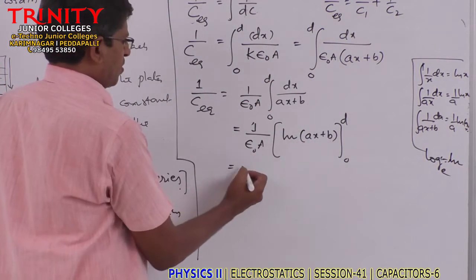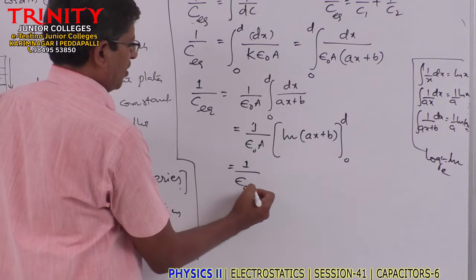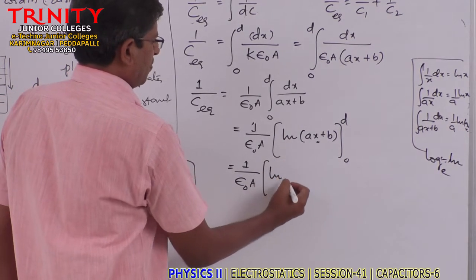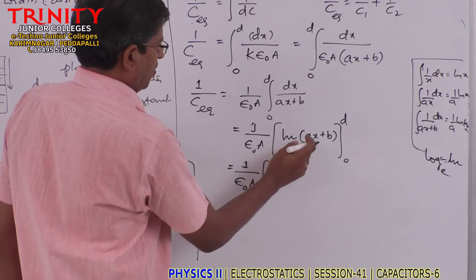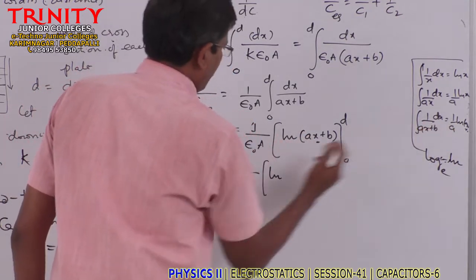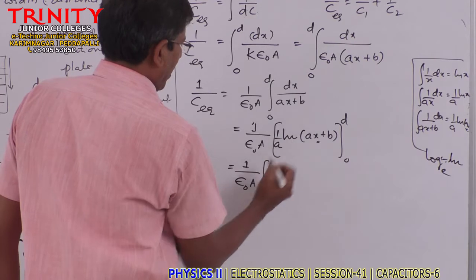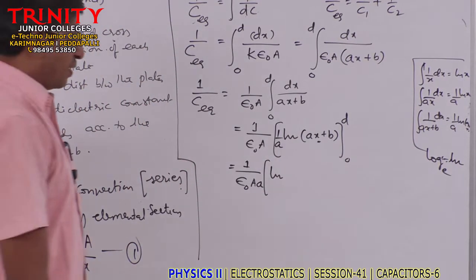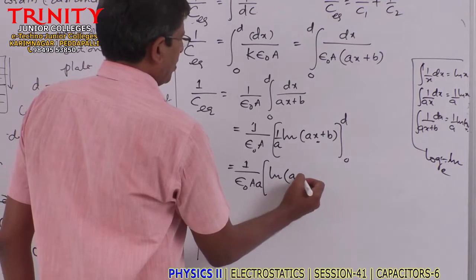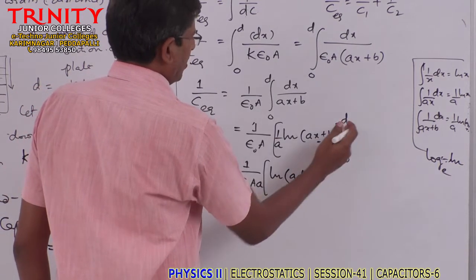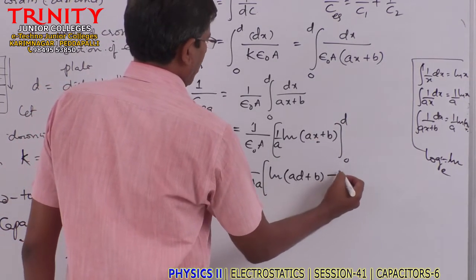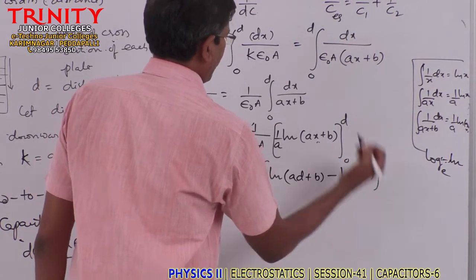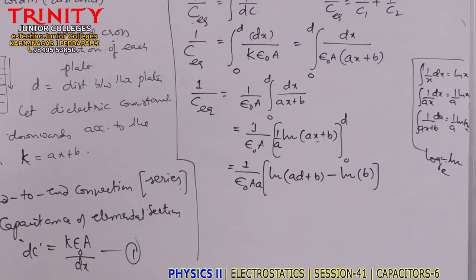Now let me finish this. 1 by epsilon naught A, and 1 by A comes here, which is constant, outside the substitution of the limits. Put the upper limit in place of x: ln of AD plus B, minus ln with x substituted as 0, which gives B.